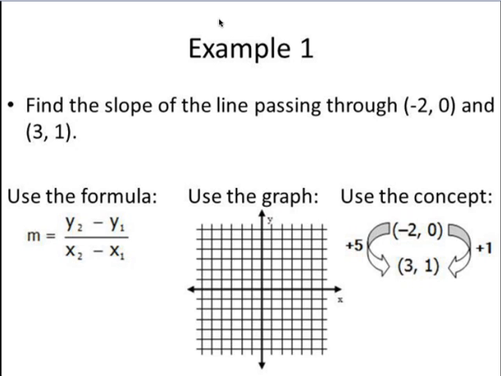Again, just as a quick refresher, the way that I like to think of this problem is I give myself just a really quick and ugly sketch. -2, 0 is here. 3, 1 is there. So I know it's going up. The change in the y's is 1. The change in the x's is 5. So I know the slope here is 1/5. Okay. No problem.